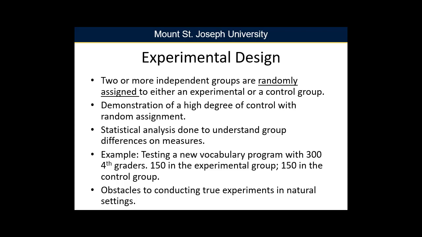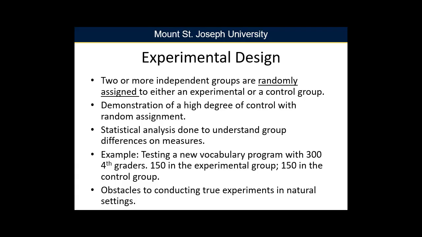When you have random assignment of subjects, you're controlling for a lot of variables within a subject, like background, preferences, cognitive skills, etc. So this demonstrates a high degree of control with random assignment. Statistical analyses are done to understand the group differences using reliable and valid measures. So here's an example. You're testing a new vocabulary program. You have 300 fourth graders. 150 of them are randomly assigned to an experimental group, and 150 are randomly assigned to a control group.